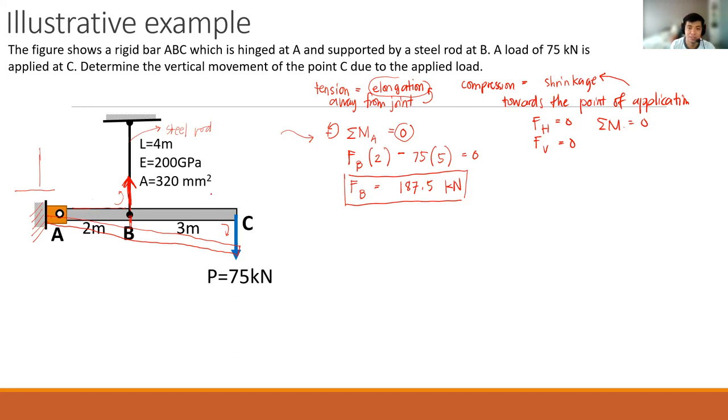Since we know that the force FB is 187.5 kilonewtons, determine the vertical movement of point C due to the applied load. We still don't know how to approach this one, but since we have the formula, in my case, I just go with PL over AE.